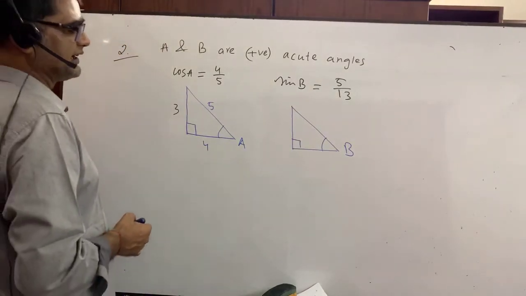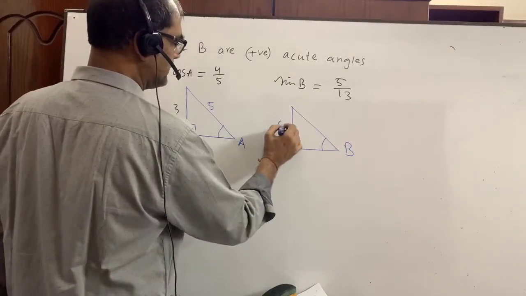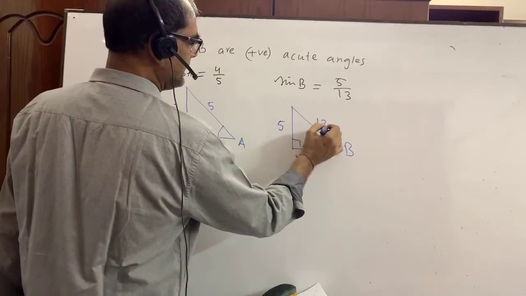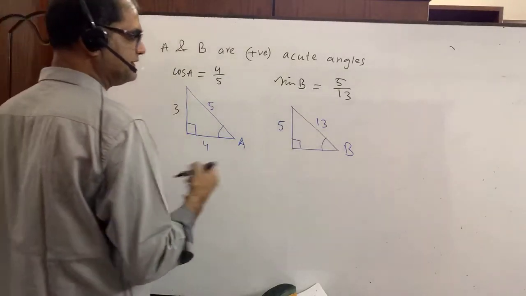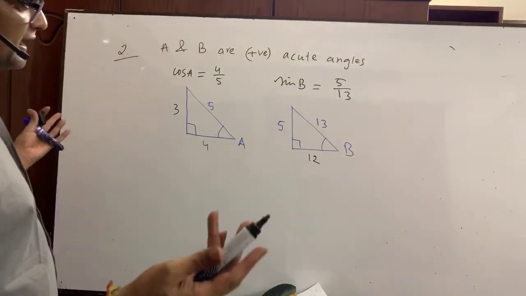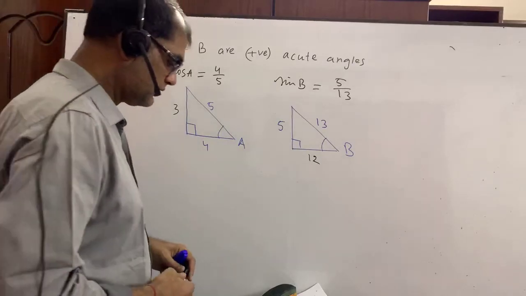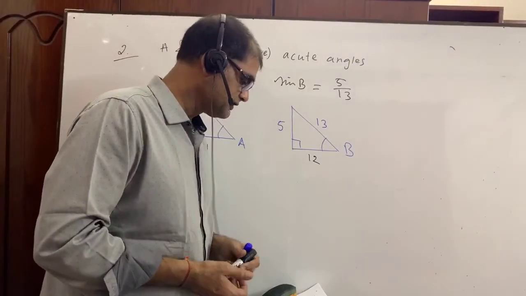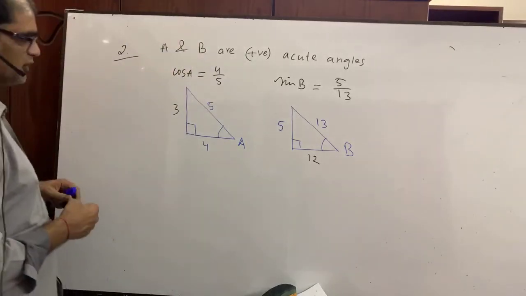So sine theta equals what? Perpendicular by hypotenuse. It is called perpendicular, and here is the hypotenuse. So by Pythagoras theorem, it is really very easy to find this as 12. At first, your first work is to do this: you have to draw two figures. Now you have to find sine of A minus B.